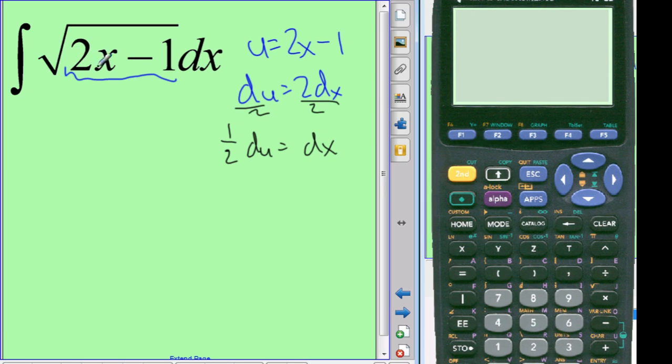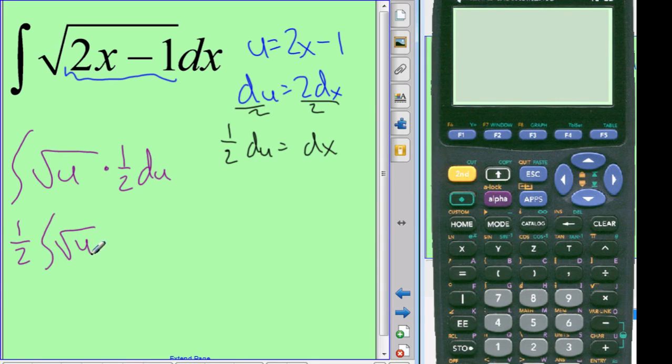So when I actually substitute this in, I'm going to have to multiply by another 1/2. So this is going to look like the following. You're going to have the integral of the square root of u and then times 1/2 du. And I'm going to rearrange this. When you have this times 1/2, it's weird right here, so I'm just going to put it on the outside: 1/2 times the square root of u du.